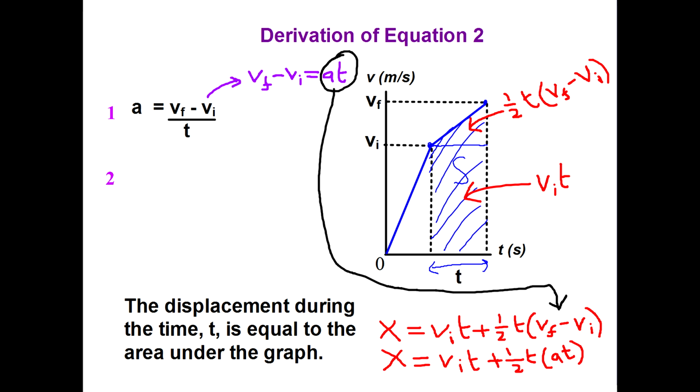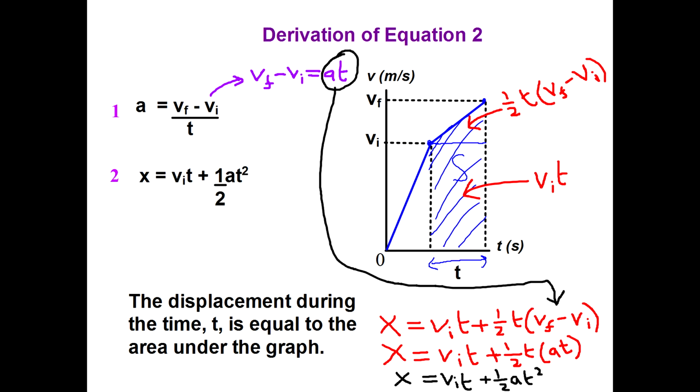We have a half t multiplied by at. The two t's become a t squared and we get a half at squared. So the final equation is x, displacement, is equal to Vi t plus a half at squared. Vi is the initial velocity, t is the time period, a is the acceleration. So that's equation 2. Now we'll move on to equation 3.